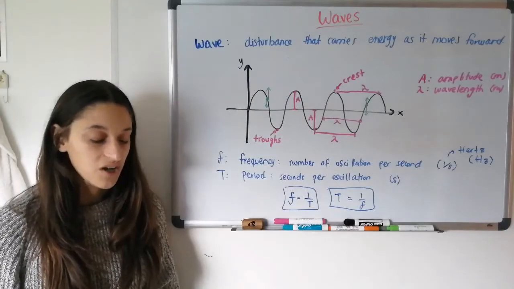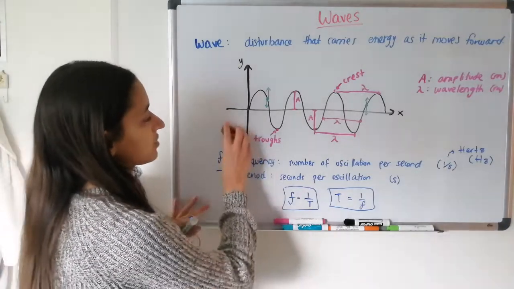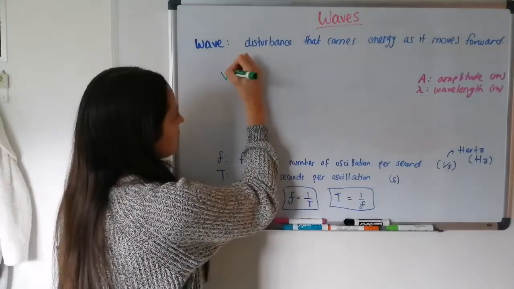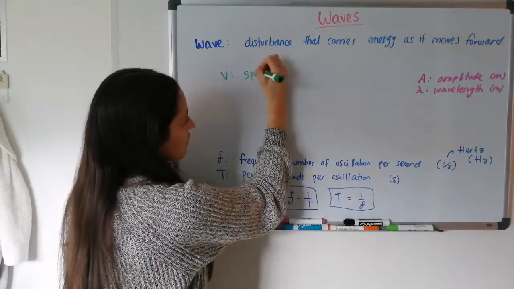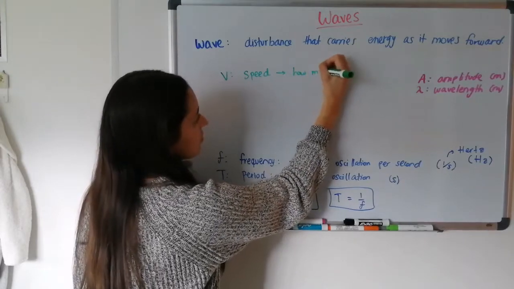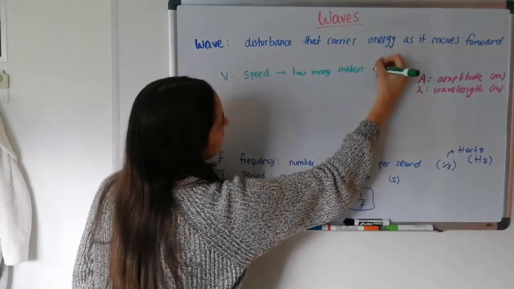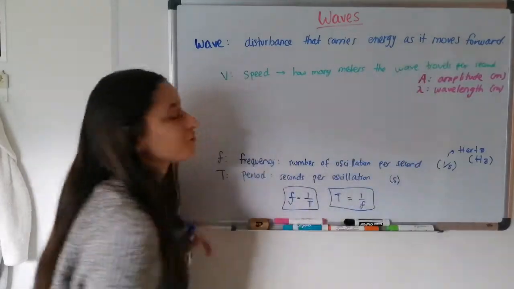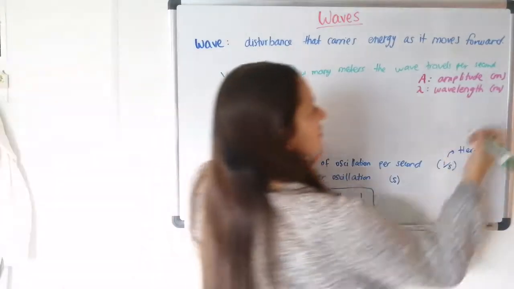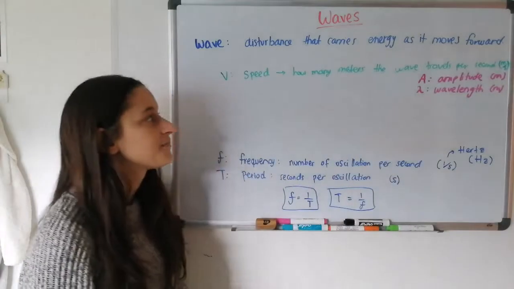And I also wanted to talk about speed and energy. Those are the only two things we're missing. So now I'm going to erase this one. Speed is called V, speed of the wave, and it's how many meters the wave travels per second. So of course our unit is, as always, the unit of speed, meters per second. Meters per second, that's our unit.